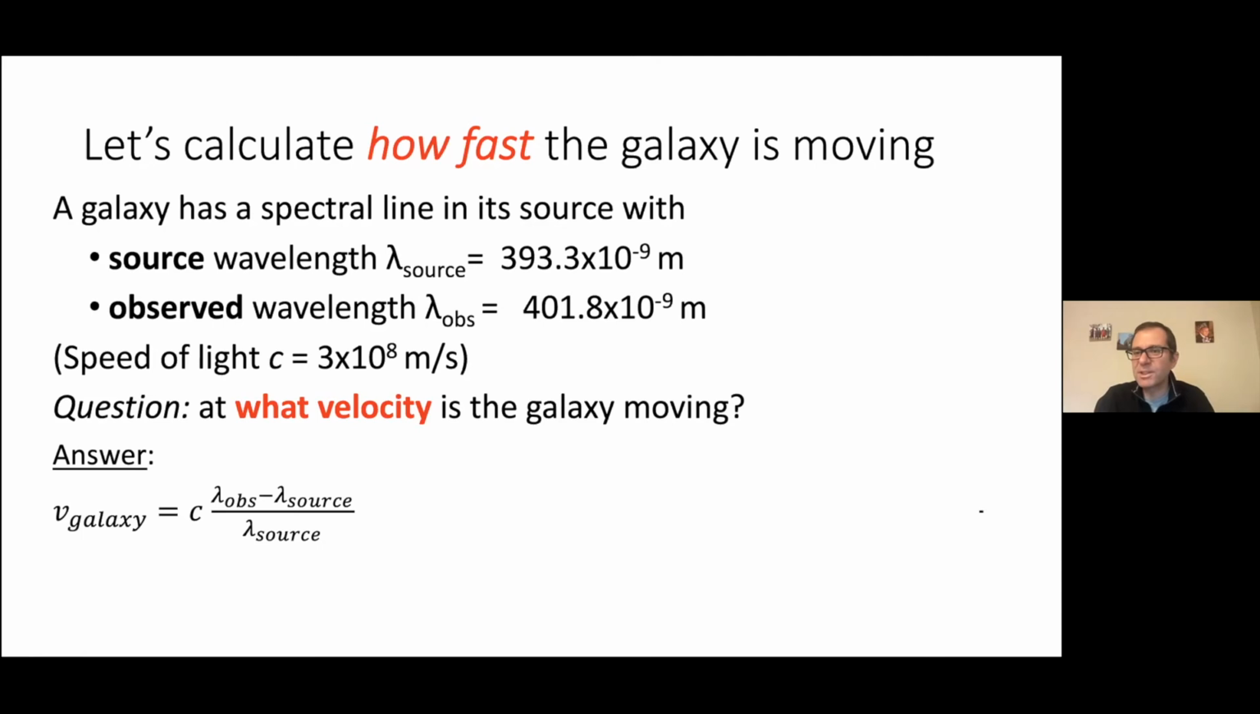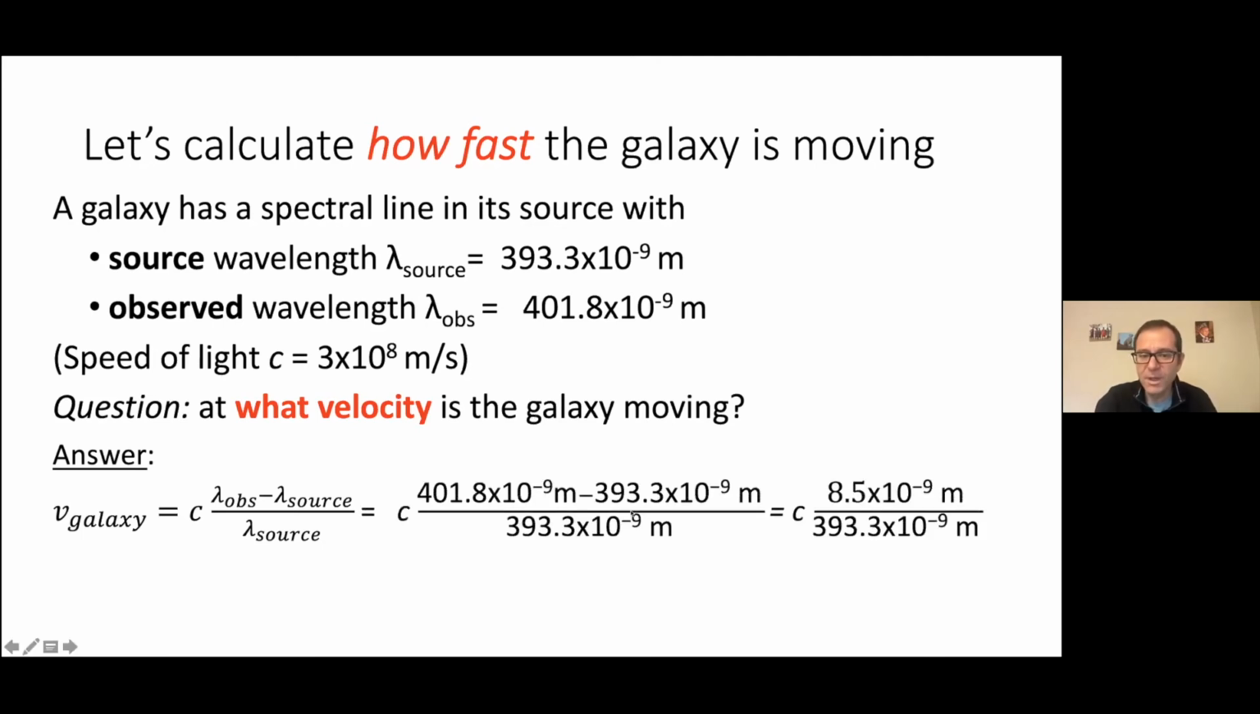We don't panic because these numbers drop out of the calculation. They simplify in the fraction. As you see here, both sides of the fraction have this 10 to the minus 9 meters. In reality, all you have to do is subtract the main numbers, 401 minus 393, and in the denominator, keep the 393. The 10 to the minus 9th meters drops out. And here we still have c, which is the speed of light.